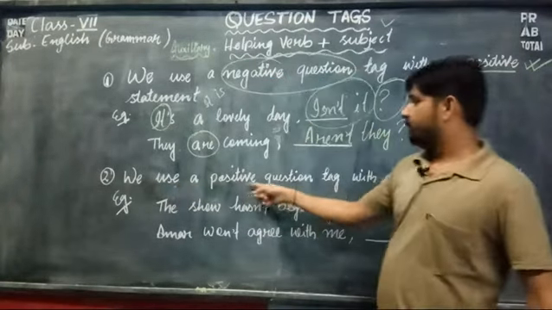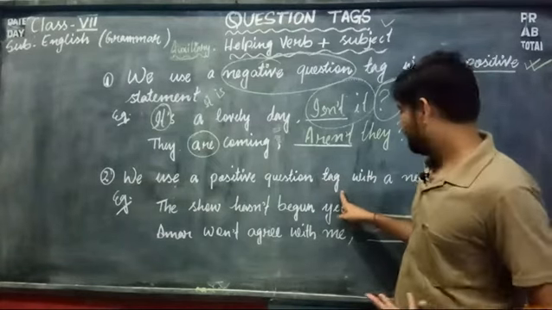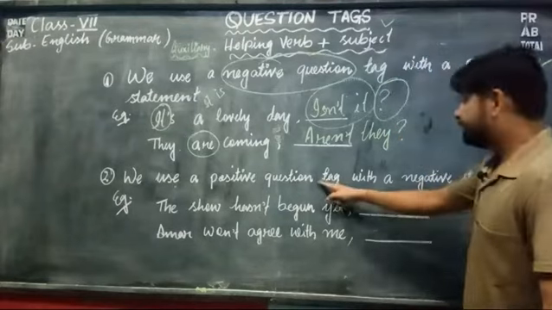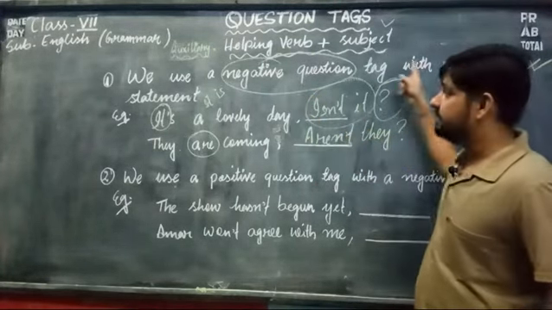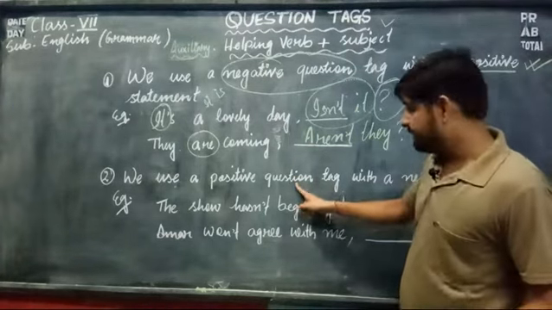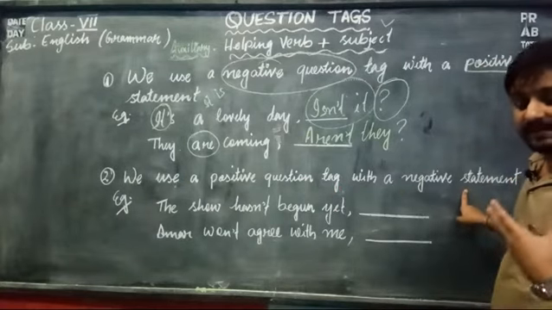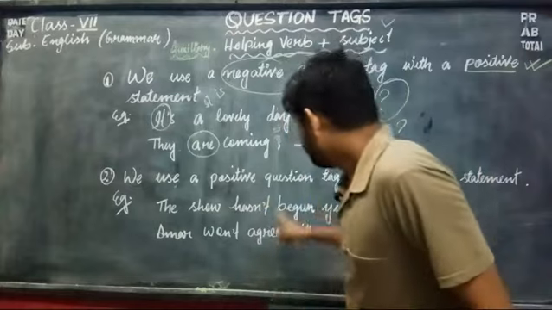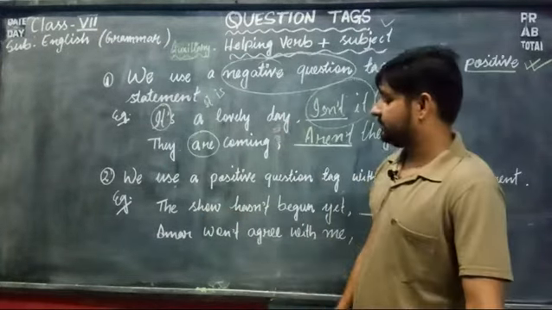So second point, that is very important, again just opposite of the first one. We use a positive question tag with a negative statement. Here what do we use? A negative question tag when the statement is positive, and here we will use a positive question tag with a negative statement. If the statement is negative, then we will use a positive question tag.